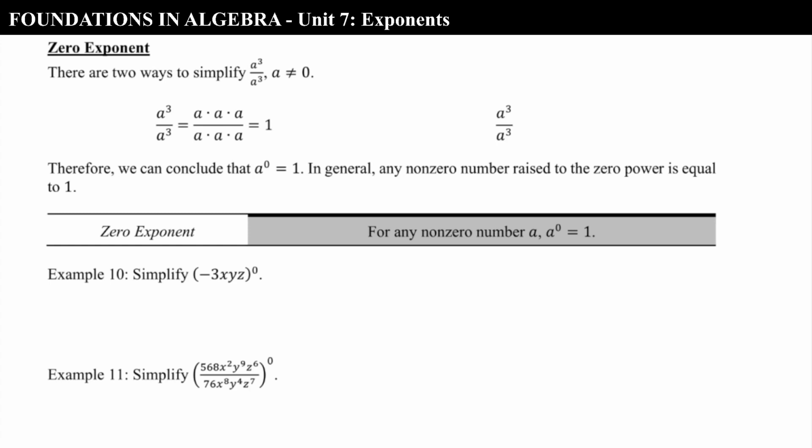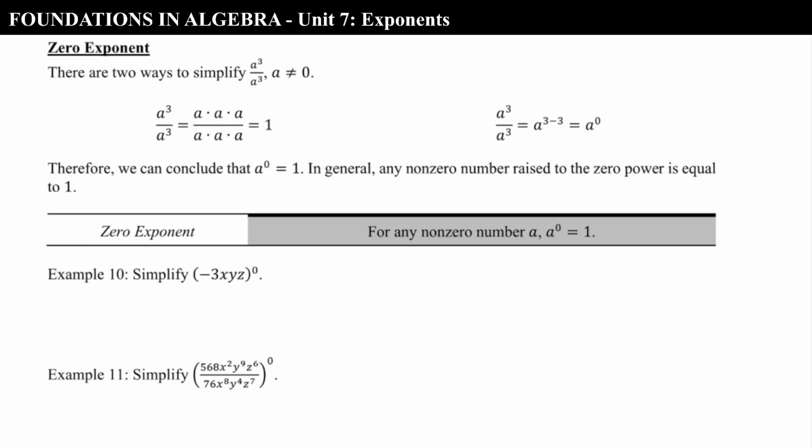The other way to look at it is to use our quotient rule. A to the 3rd over a to the 3rd is a to the 3 minus 3, which is a to the 0. Well, if a to the 3rd over a to the 3rd equals 1, and a to the 3rd over a to the 3rd also equals a to the 0, then we can say that a to the 0 equals 1. And that's our zero exponent rule. For any non-zero number a, a to the 0 equals 1.